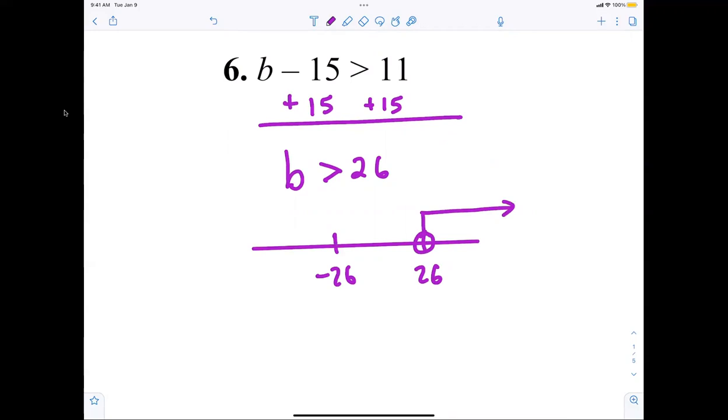Come on now. Hopefully you understand. I'm just trying to help you again with the one-step equations. When is it a closed circle? When there's an equal to. It's closed when it's equal. All right, closed when it's equal.